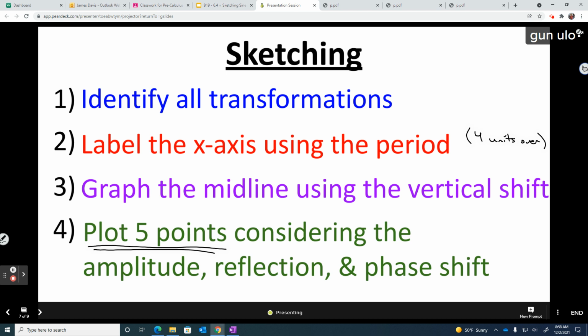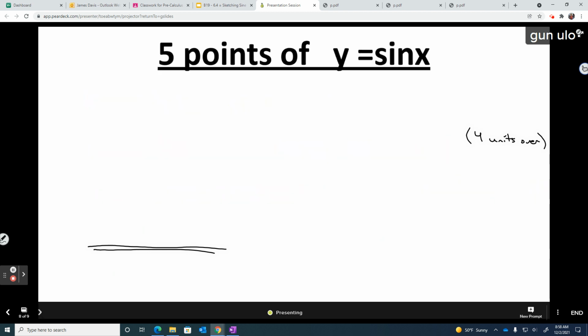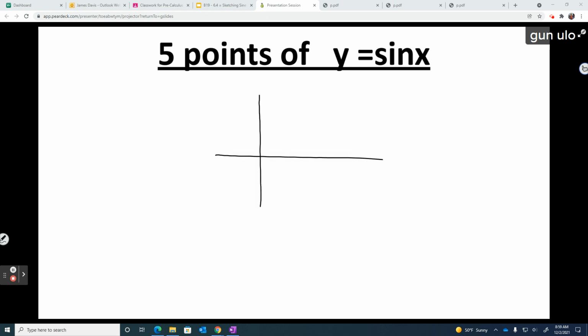So you might wonder then, well, what are the 5 points? Well, for just the general sine function, hopefully you could identify what they were. Let's see if you guys can identify them. All right. So we'll just call these the 5 points of sine. And we're just going to do one period. Obviously, sine goes on forever, but I'm not going to draw a graph for the rest of your life.